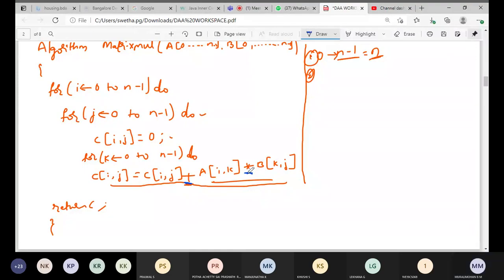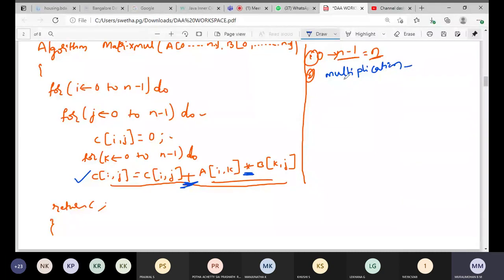So the basic operation, we can take anything. Let me take multiplication here. Don't get confused: for each i, j, k, this addition will be executed and this multiplication will also be executed. So these are the basic operations. The statement which executes the most number of times is the basic statement, so let me consider this multiplication as the basic operation.